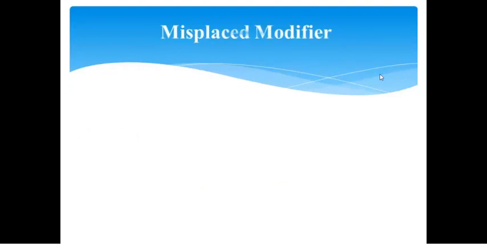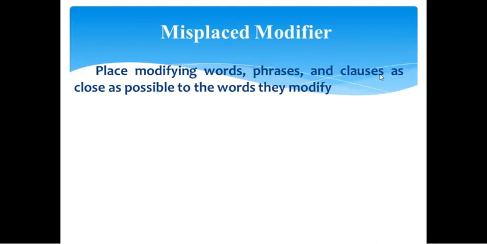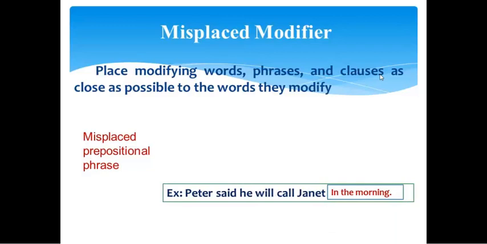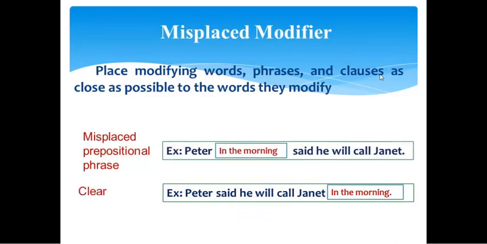The next one, for misplaced modifier, is called misplaced prepositional phrase. As you see in this example, we're going to say this: Peter in the morning said he will call Janet. "In the morning" is modifying Peter. The meaning is not clear. When is he going to call Janet? Peter said he will call Janet in the morning. That's right. This is also a prepositional phrase, and "in the morning" should be related to calling Janet. But now, with Peter in the morning, it is not clear what he is doing.